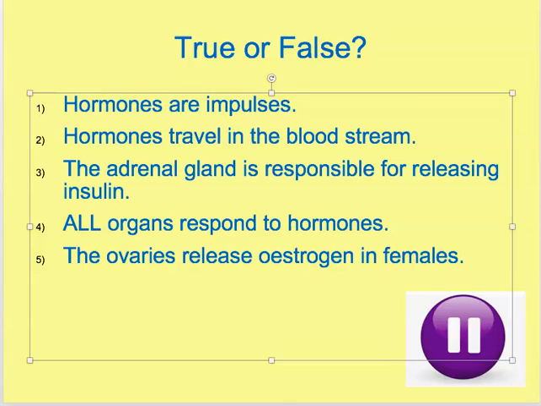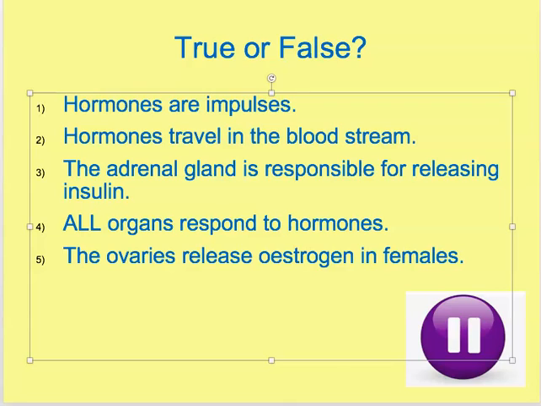Okay, question number one. Hormones are impulses. That is false. Hormones are not impulses. Hormones are chemical messengers. They are made of protein and they travel around in the bloodstream, which takes us on to question number two. Hormones travel in the bloodstream. That is true. And if we're being really specific, a little bit of revision from B1, hormones actually travel in the blood plasma, but bloodstream is perfectly fine for this answer.